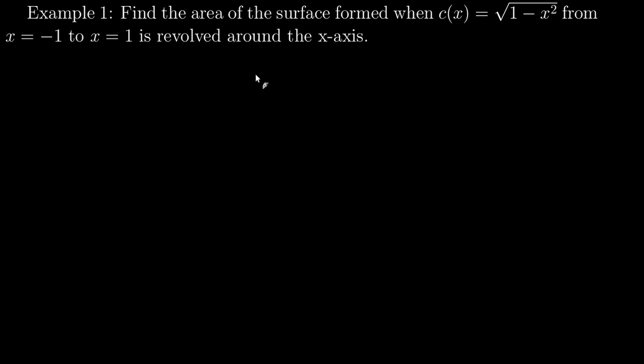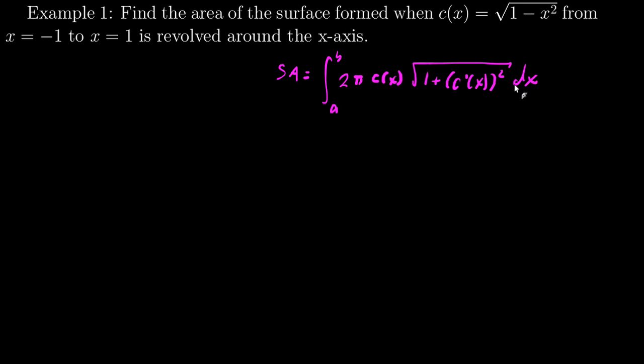So I have this surface area is going to equal the integral from a to b. I'll write the whole formula: the integral from a to b of 2 pi times c of x times the square root of 1 plus c prime of x squared dx. What I need to find is c prime of x.